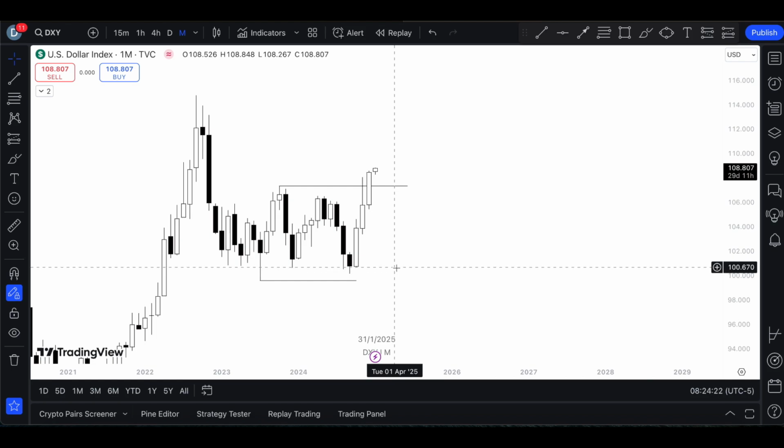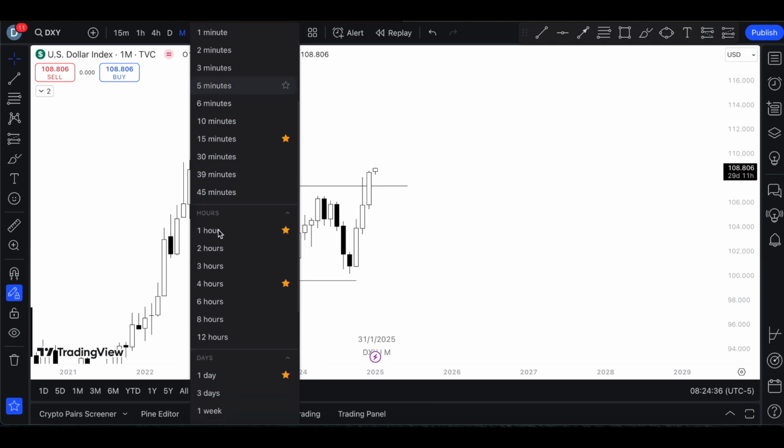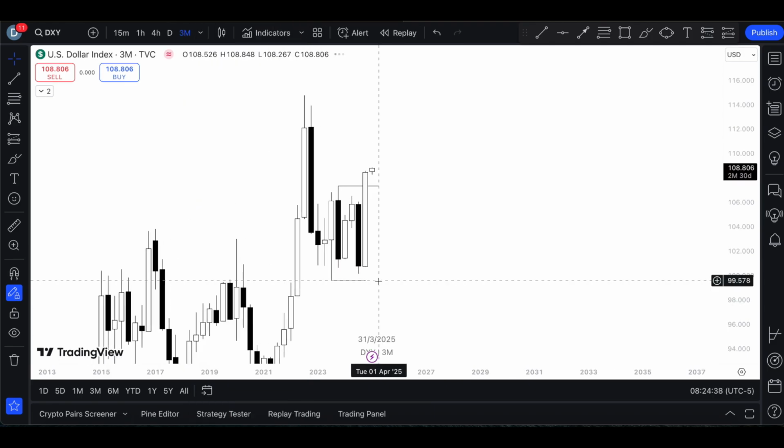As ICT says, manipulation tends to be very fast and exciting, and that is the sort of thing we've seen here for the dollar, right? We started off January, we've swept that buy side, we've actually already taken the previous monthly high, right? And of course, we can look to work a little higher from where we're sitting.